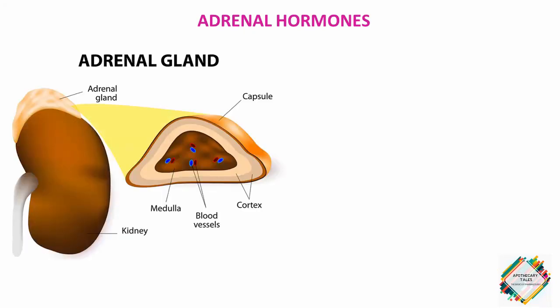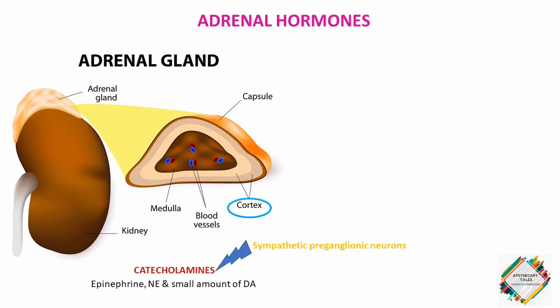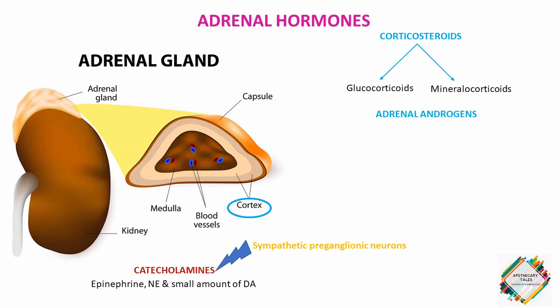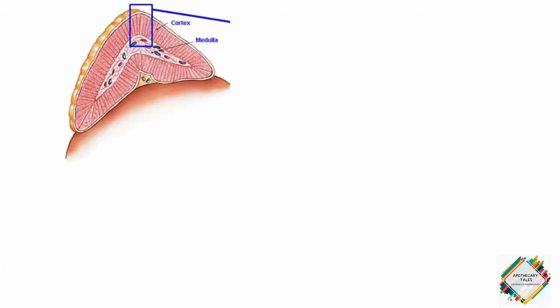Today we're going to talk about the adrenal hormones that are produced by the adrenal gland. The adrenal gland consists of the cortex and the medulla. The medulla secretes the catecholamines, whereas the cortex secretes two types of corticosteroids and the adrenal androgens. The adrenal cortex has three zones, and each zone synthesizes a different type of steroid hormone from cholesterol.